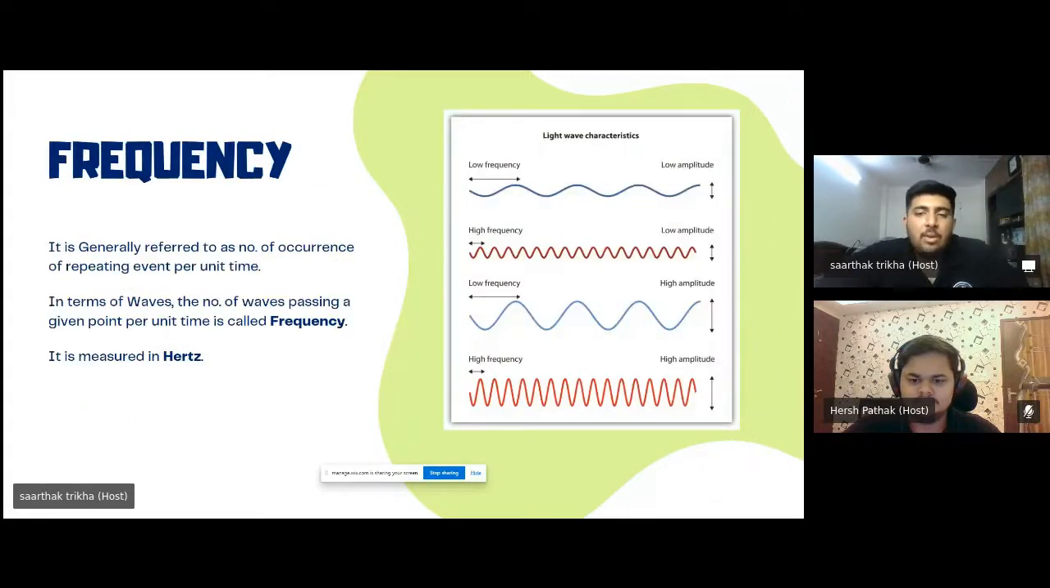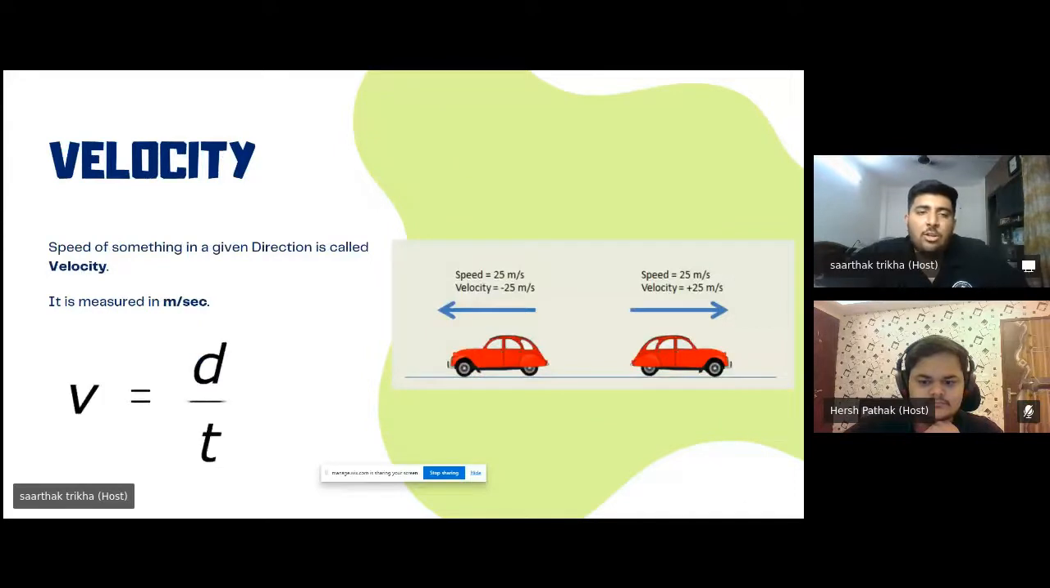And frequency is basically the number of occurrences of repeating events per unit time. So basically the number of waves formed per unit time can be called frequency. It's measured in hertz and its unit is 1 upon time. And velocity is simply speed in a particular direction. So if two cars are moving in opposite directions but with the same speeds, we can consider it's minus 25 meter per second and plus 25 meter per second.